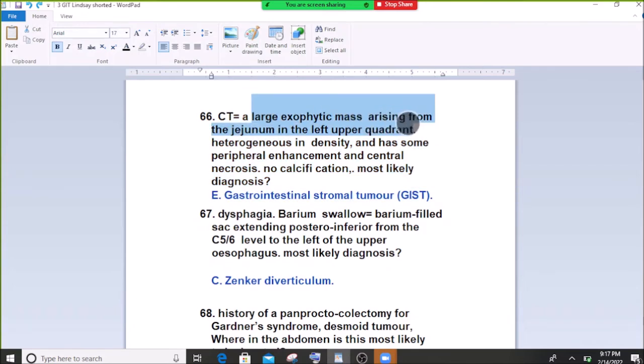A large mass arising from the jejunum in the left upper quadrant, heterogeneous density, and has some peripheral enhancement and central necrosis, no calcification. Most likely diagnosis, gastrointestinal stromal tumor.